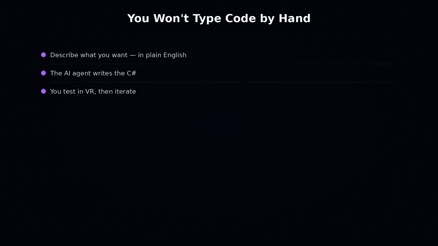Here is what makes this course different from every other VR course. You will not type code by hand. We use an AI coding agent, Claude Code, to write our scripts. You describe what you want in plain English. The agent writes the code. You test it in VR and you iterate. That is how professional developers actually work now. So even if you have never written a single line of code, you can build this.